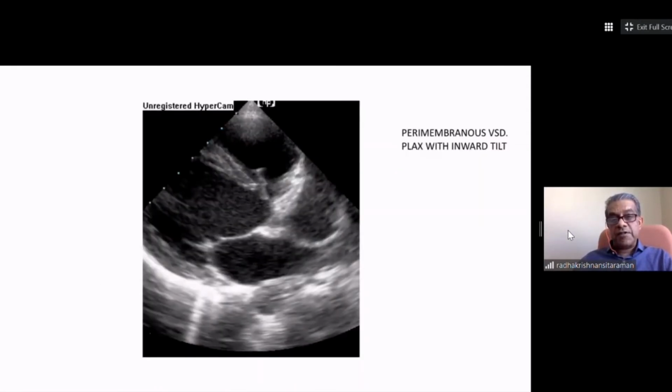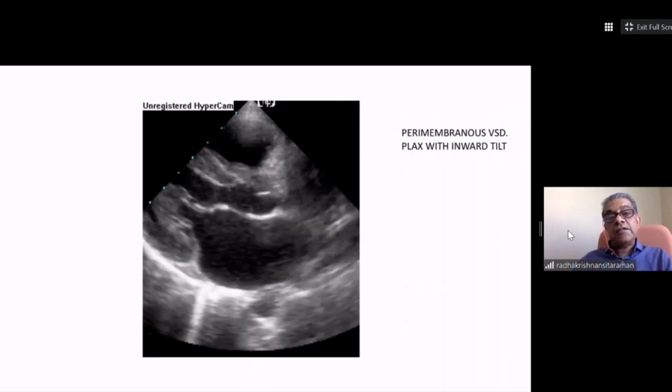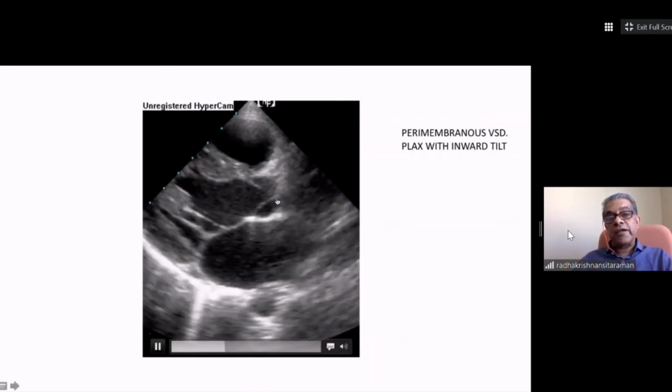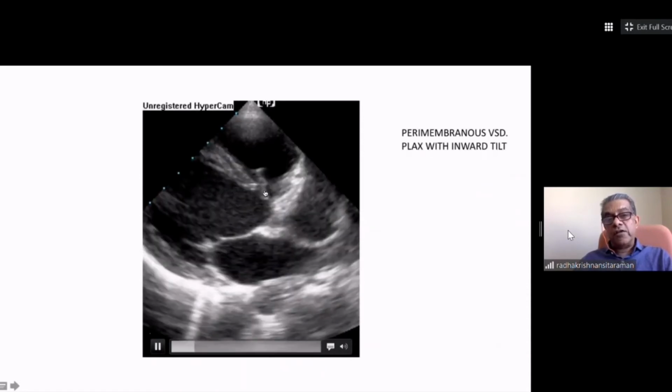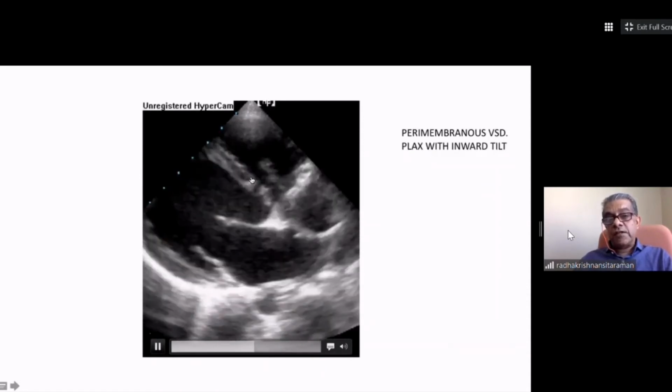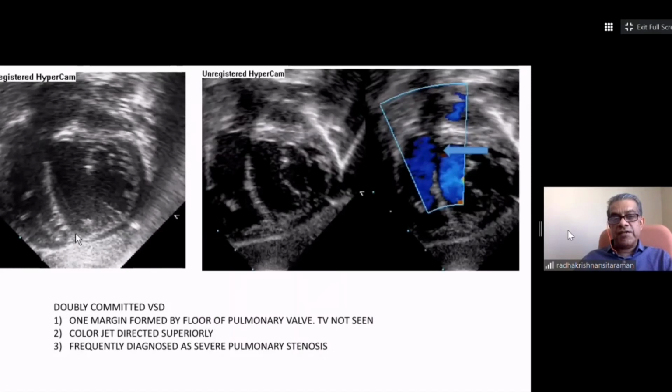perimembranous ventricular septal defect. This is a parasternal view with an inferior tilt, and you can clearly see how the tricuspid valve is very closely related with the non-coronary aortic valve leaflet with the ventricular septal defect. So that, I think, completes the definition of a perimembranous VSD.